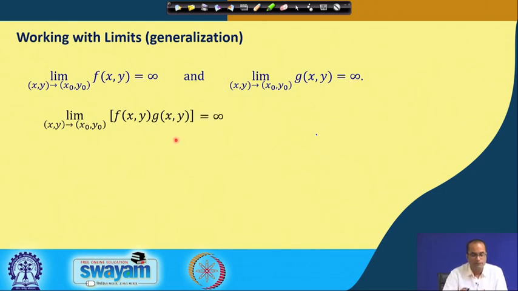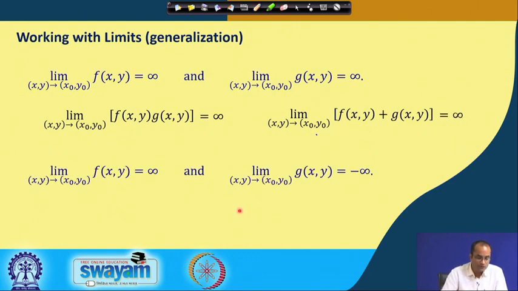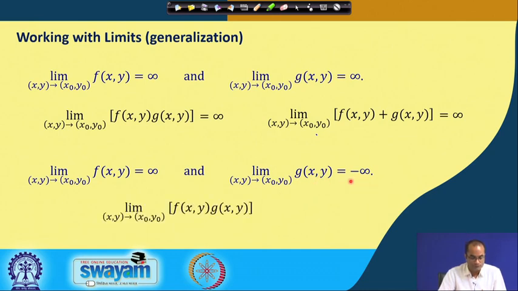So, this limit will be also plus infinity. We can also add the two functions and take the limit as (x, y) goes to (x0, y0), and this will be infinity plus infinity, which we know is infinity again. So, here we have the limit plus infinity and g is approaching minus infinity as (x, y) goes to (x0, y0).